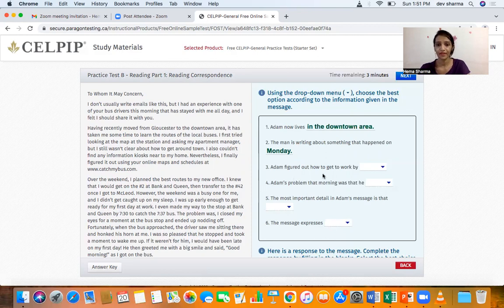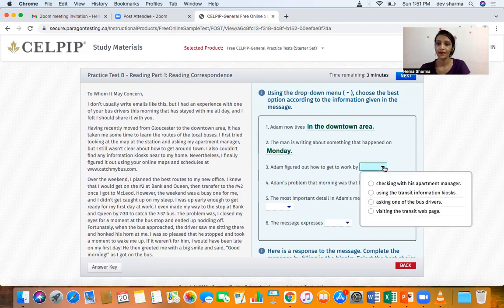Number 3, Adam figured out how to get to work by. How did he know how he would be able to catch a bus? Checking with his apartment manager? No, he said it was not a big help. Using the transit information kiosk? That too, he was saying he could not find any near his house. Asking one of the bus drivers? It wasn't mentioned in the passage.